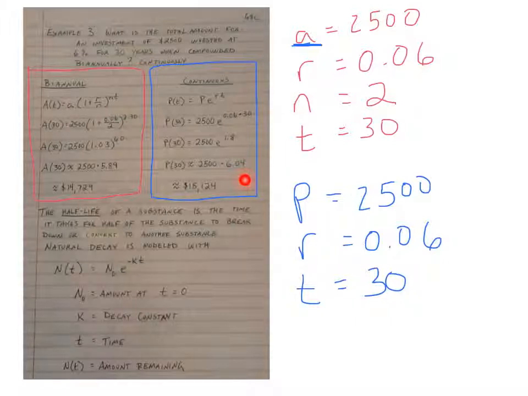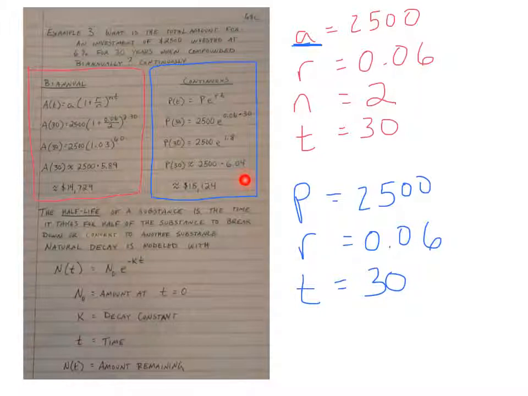Oftentimes you'll have an option of two different types of bank accounts, one that has continuous compounding and one that is simple interest, either annual or maybe monthly interest. And it's often a good idea to take a look at these two equations to find out how much you'll have after a certain number of years to decide which bank account is the best option for you.